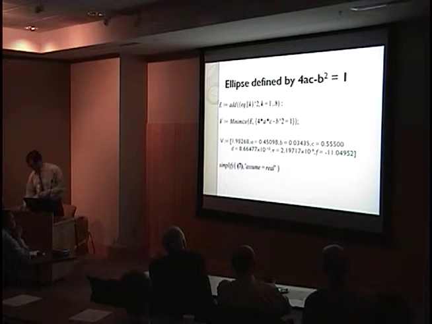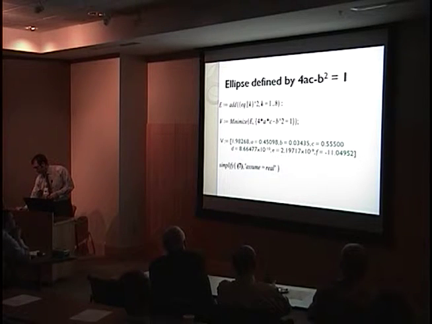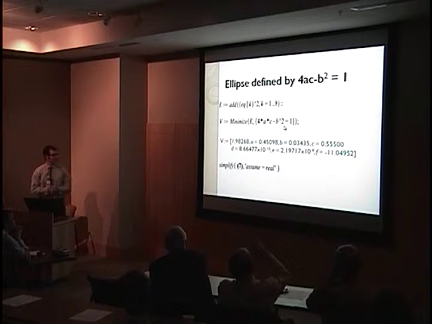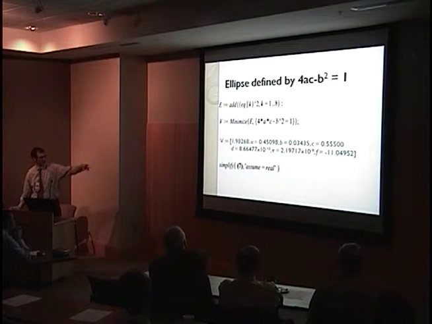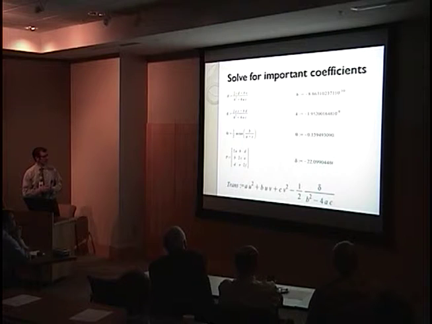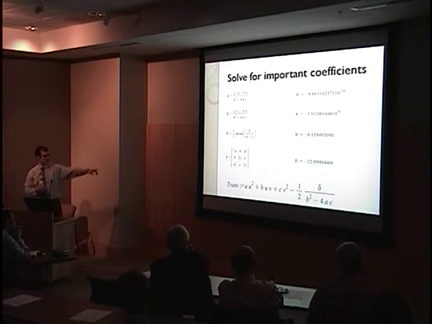Using a paper by Fitzgibbon and Pilu, who are mathematicians, there's a constraint, 4AC minus B squared equals 1, from the previous equation that defines an ellipse. And so by minimizing the fit of those 8 equations subject to that particular constraint, we force all outcomes to be elliptical. And then we throw out the imaginary numbers. And we can solve for the various important features of the ellipse, like its center, which is defined as h and k, the angle of its major axis. And we can also generate an equation for the ellipse.